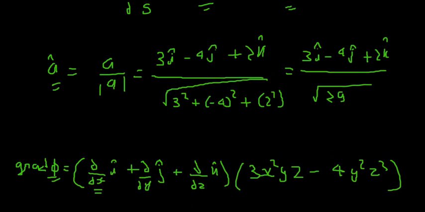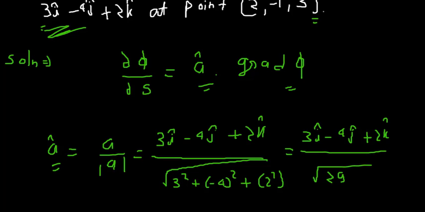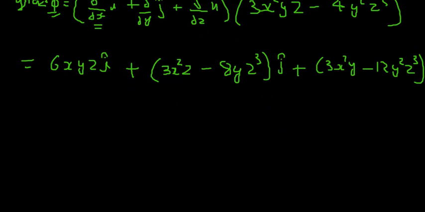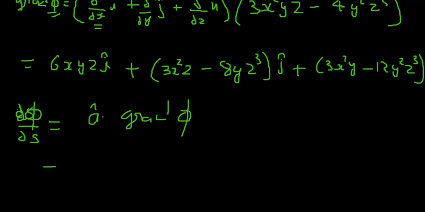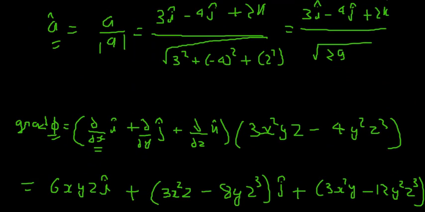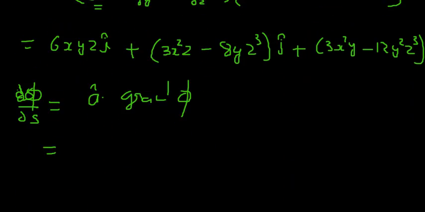So we have both values, gradient of phi and a cap, and we just have to put the values in now. We know that del phi by del s, which is the directional derivative, is a cap dot gradient of phi. Just put the value of a cap here, which is 3i cap minus 4j cap plus 2k cap.